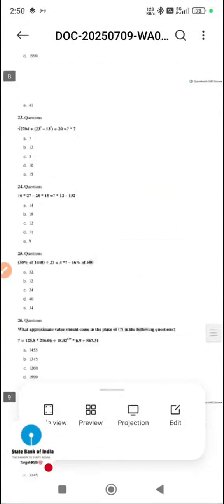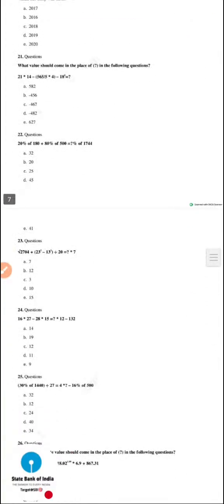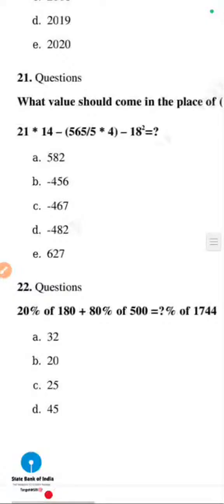Okay, let's get started with the simplifications. Simplifications first question. 21 into 14 times, which will be 2. 14 times will be 280. 280 plus 14, which will be 294.